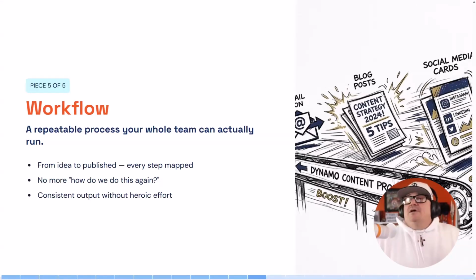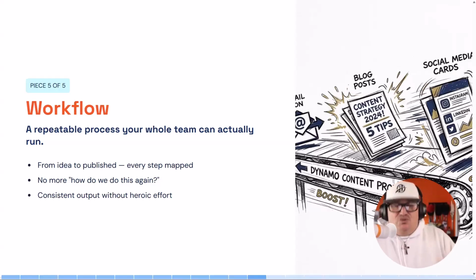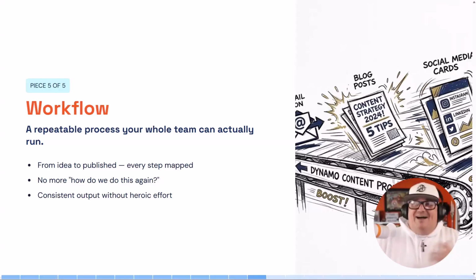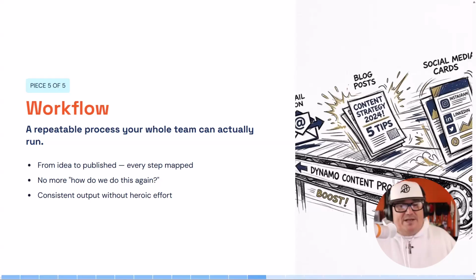Number 5, workflow. The actual repeatable weekly process: idea to draft, to review, to publish, to repurpose, to who does what, when, and how. I don't mean HubSpot workflows, like automation. I mean, what's the workflow, the handoff, the relay race? Because the first 4 pieces are not tied into a workflow your team runs every single week.